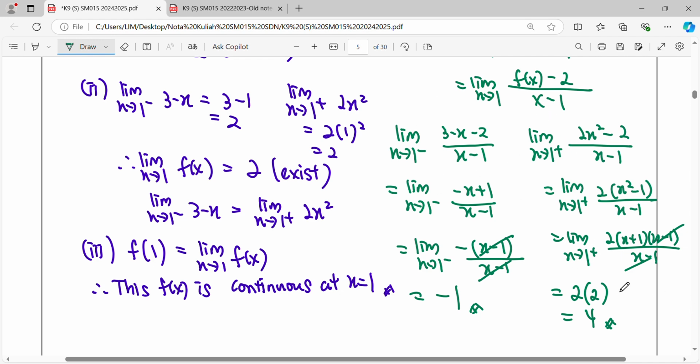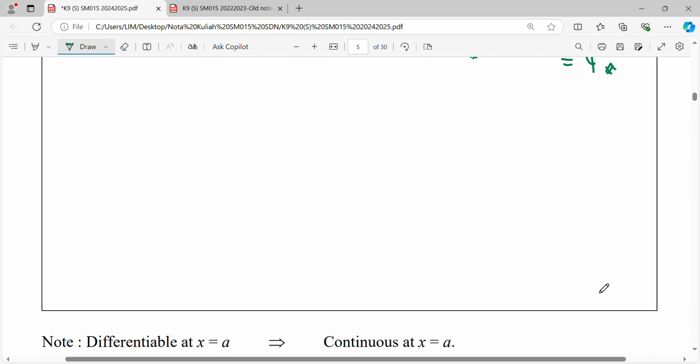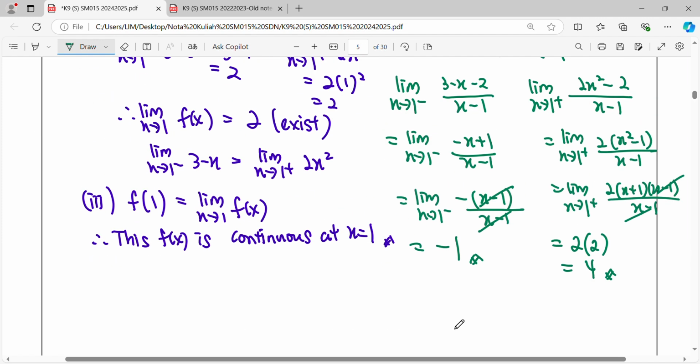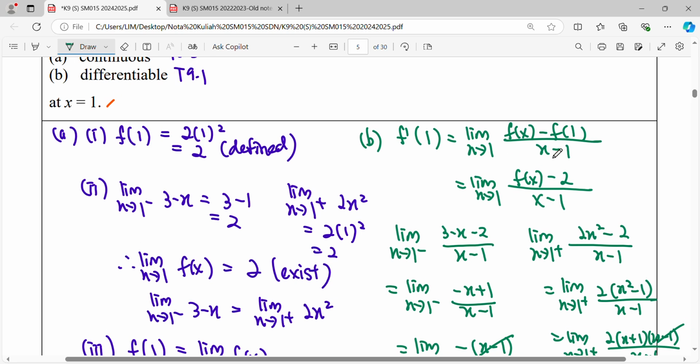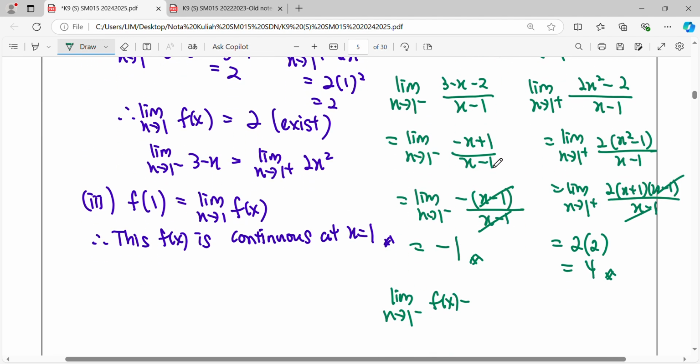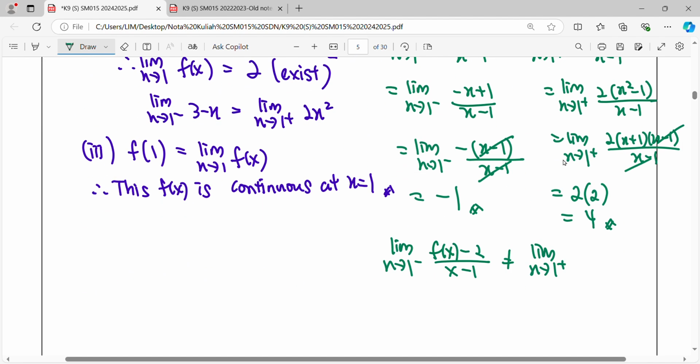Can you see the limit from the left hand side and right hand side in the first principle, same or not? Not same. So here we can prove again, when you are continuous, it doesn't mean that it can be differentiable. So we still need to apply our first principle formula. Then we do our conclusion: the limit as x approaches 1 from the left hand side does not equal the limit as x approaches 1 from the right hand side, which means the first principle does not exist.